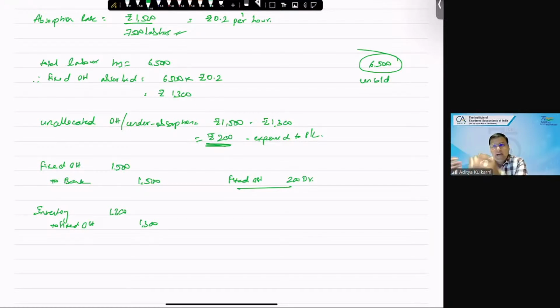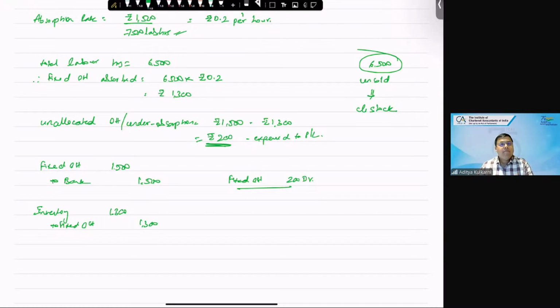Current year में I produce 6,500 units. मैंने कुछ नहीं बेचा. So how will your P&L look like? It will go and sit as closing stock. Closing stock of current period will become opening stock of next period. Yes or no? है कि नहीं?